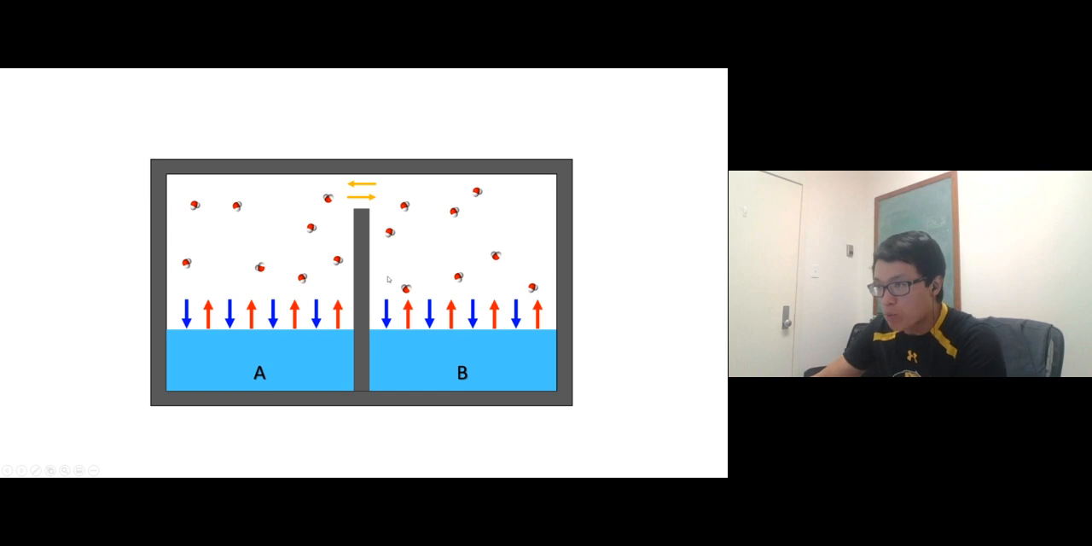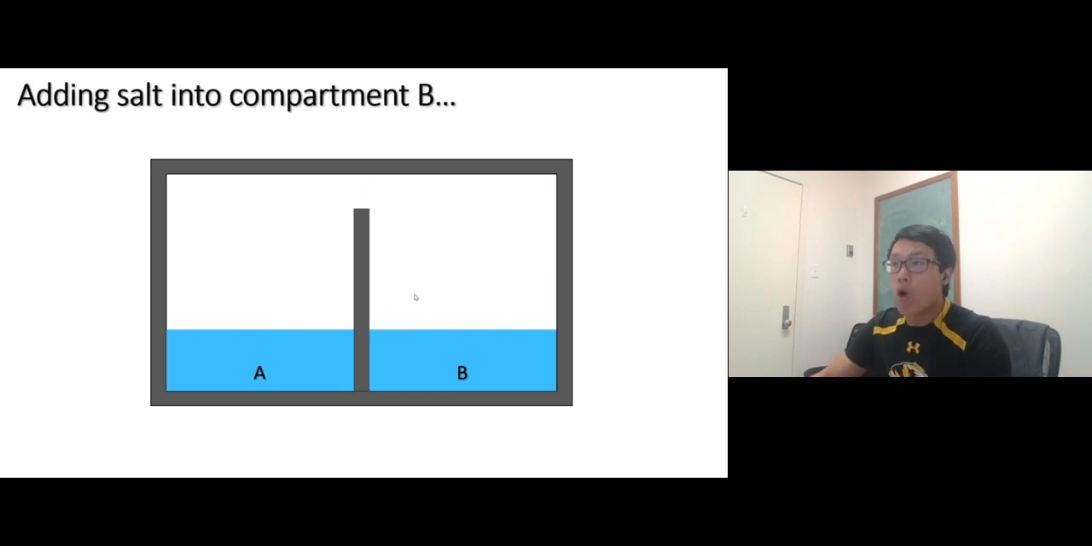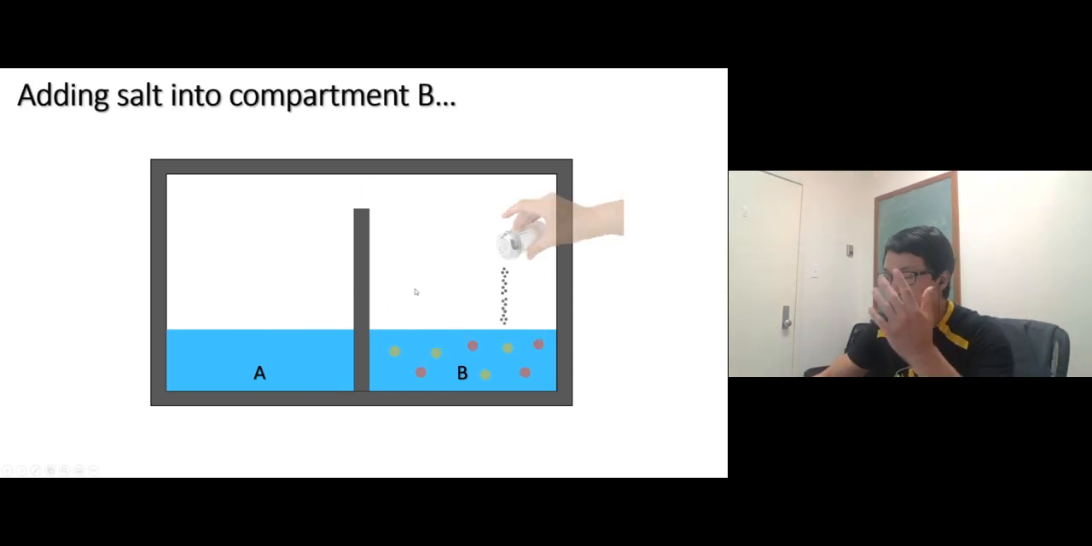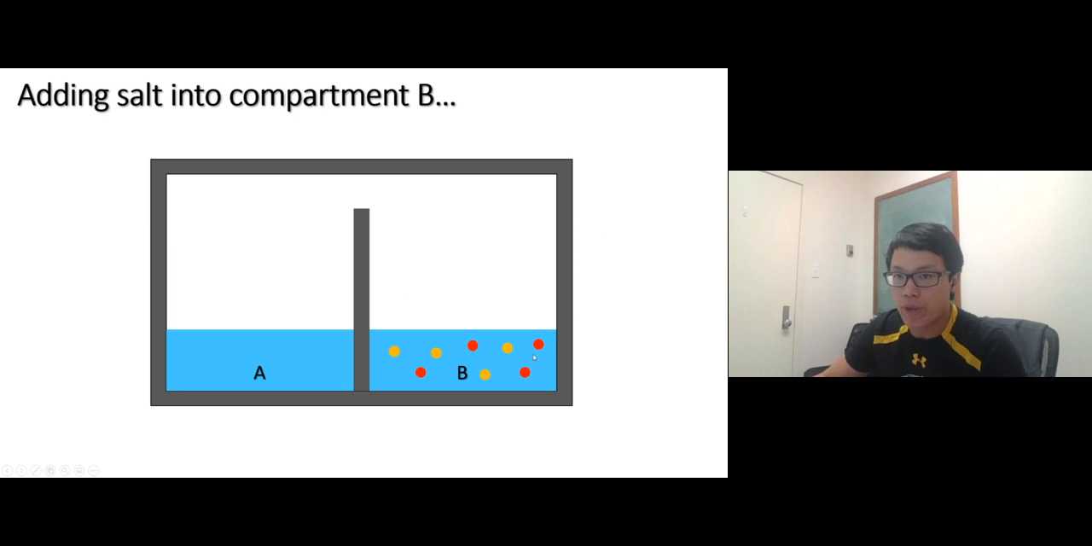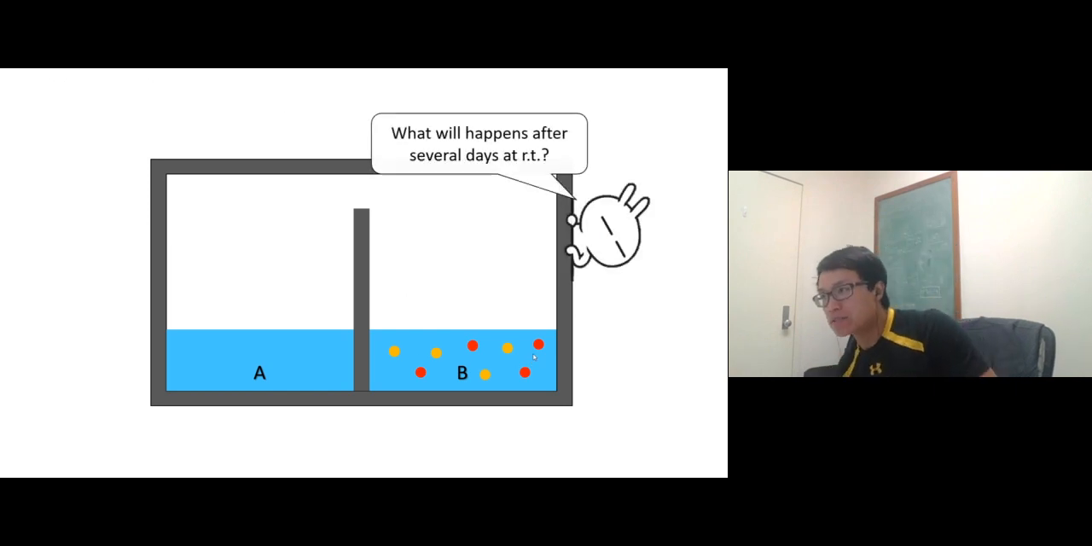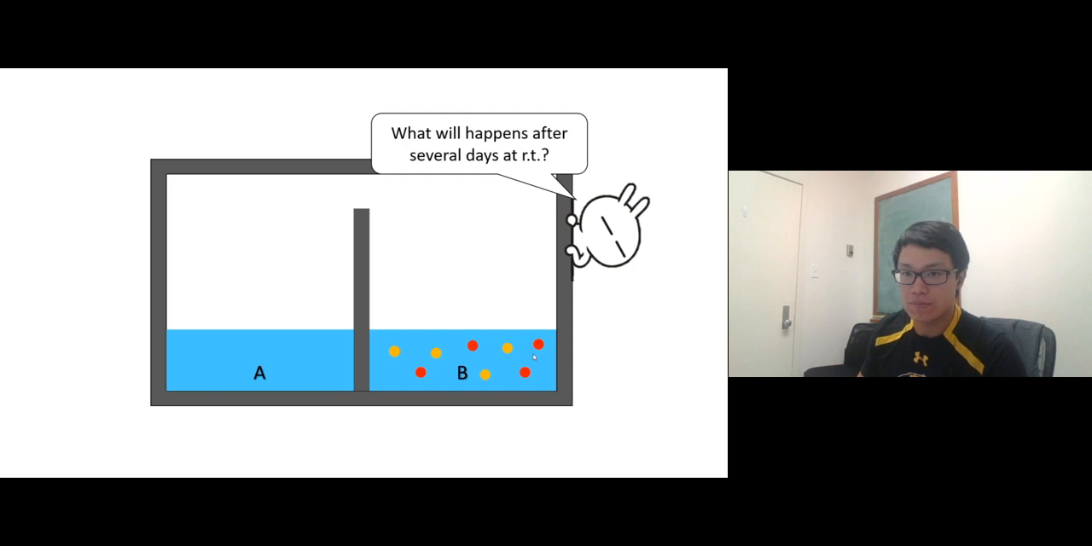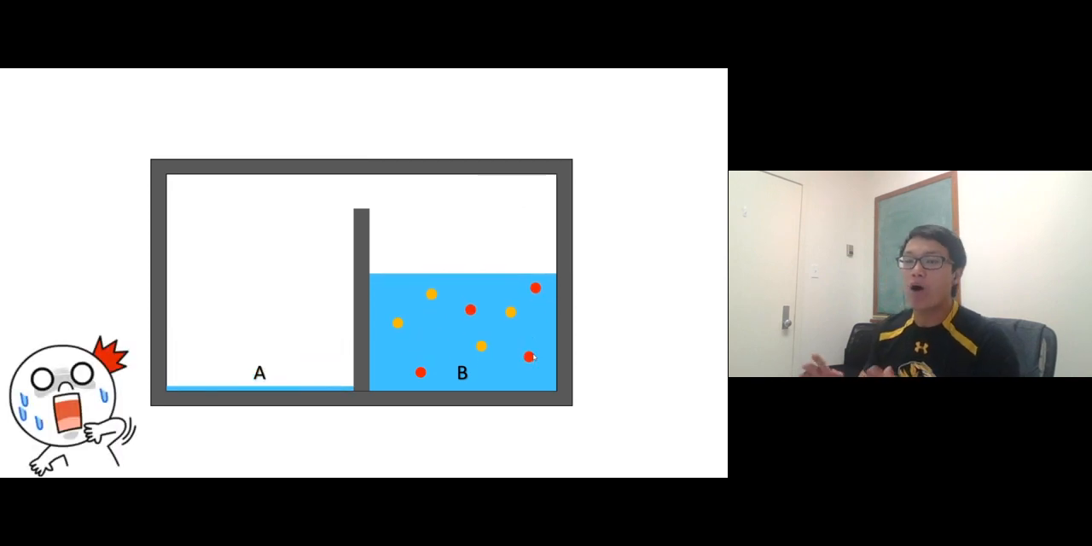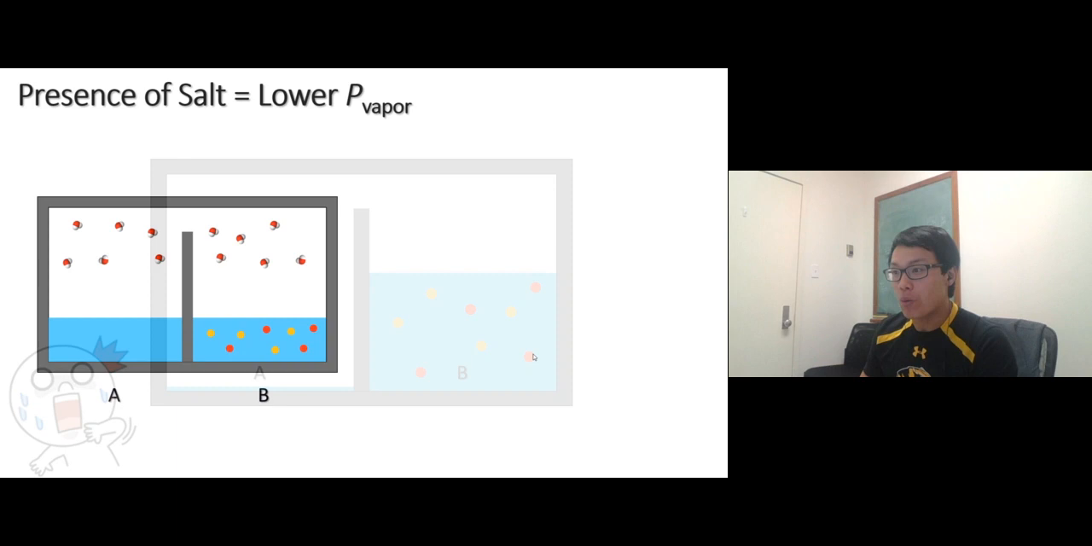All right. Now, if I add salt into compartment B, so add sodium chloride salt, okay, what's going to happen several days later? Actually, we're going to find out that this happened. All water in compartment A goes to compartment B. Yeah, that's what happened. Right? So what's going on here?